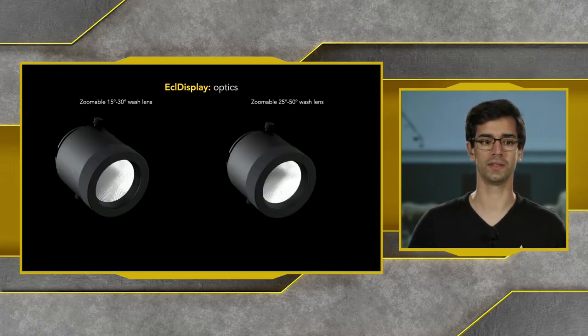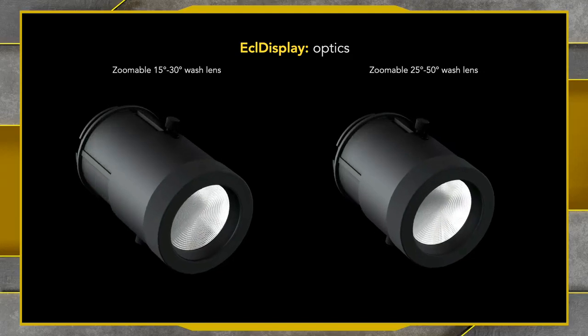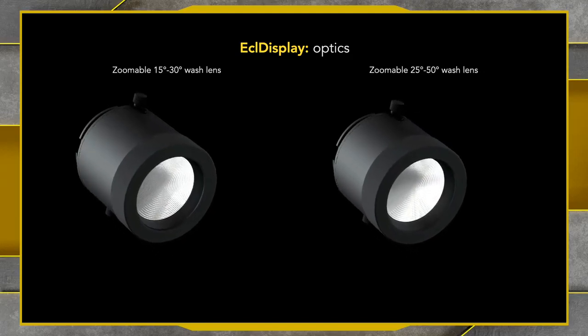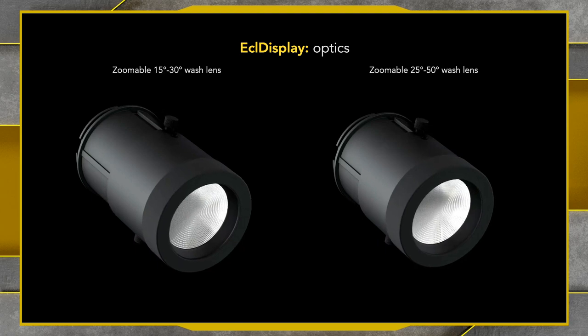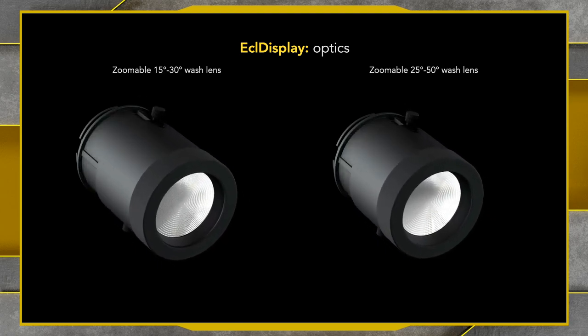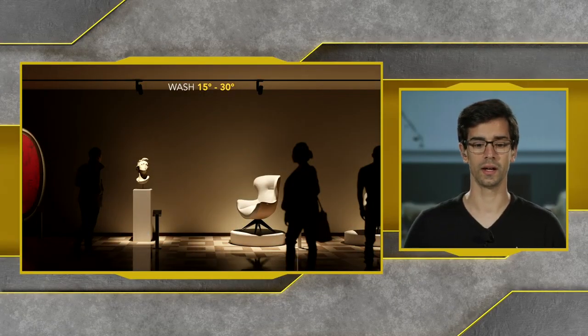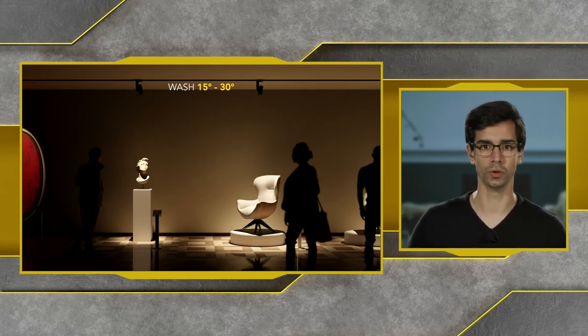So looking at the ECL display wash optics, we've got 2 different lenses. We've got a zoomable lens from 15 degrees to 30 degree wash lens, and then we've got a 25 to 50 degree wash lens as well. And we can control the zoom by bringing the lens backwards and forwards, and then locking that with the knob on the top of the lens as well. Here we can see a render of how that would look with the wash lens, the 15 degree to 30 degree.